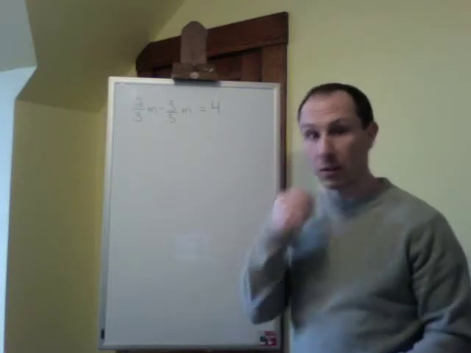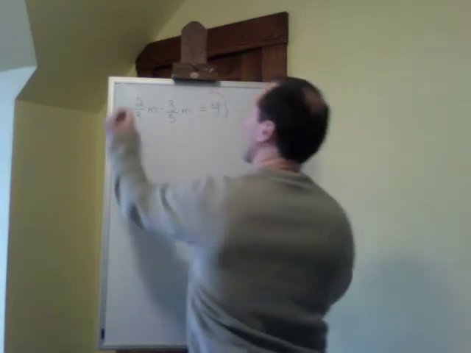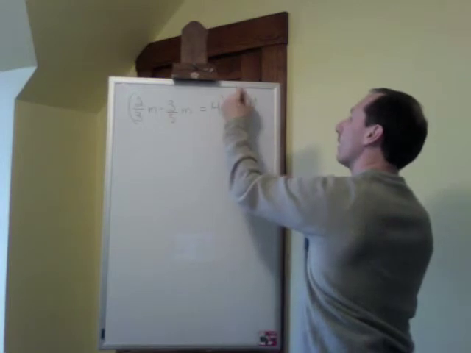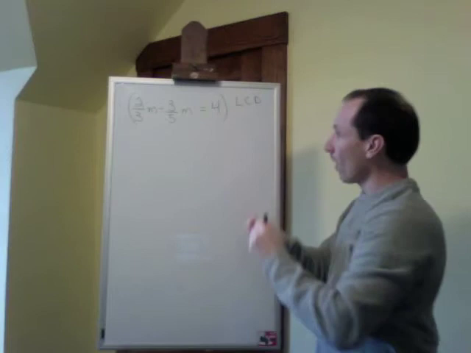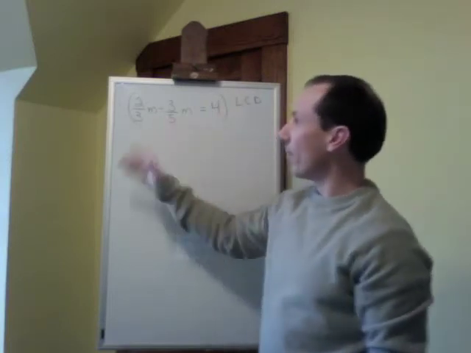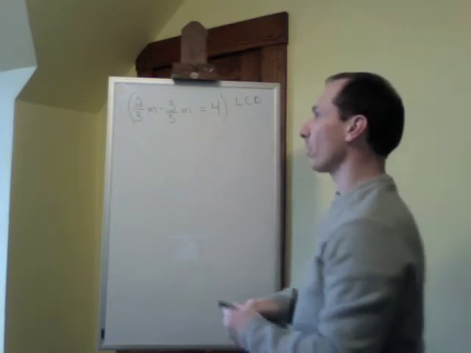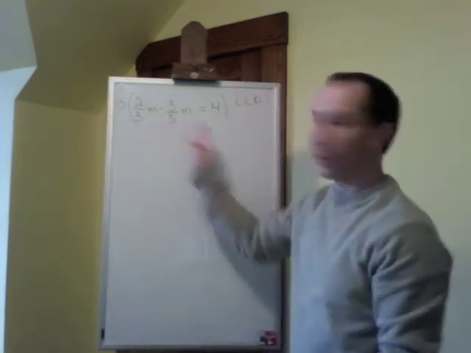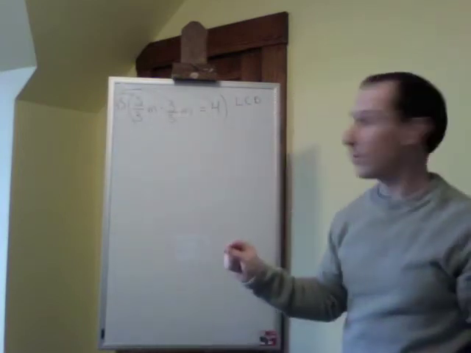Or what we can do is use what we learned in the last video by setting up a set of parentheses and multiplying through by a least common denominator. A least common denominator makes all of the denominators go away. Something that 3, 5, and 1, of course, go into nicely, which is 15. And what we're going to do now is distribute that 15 to all three of these terms.